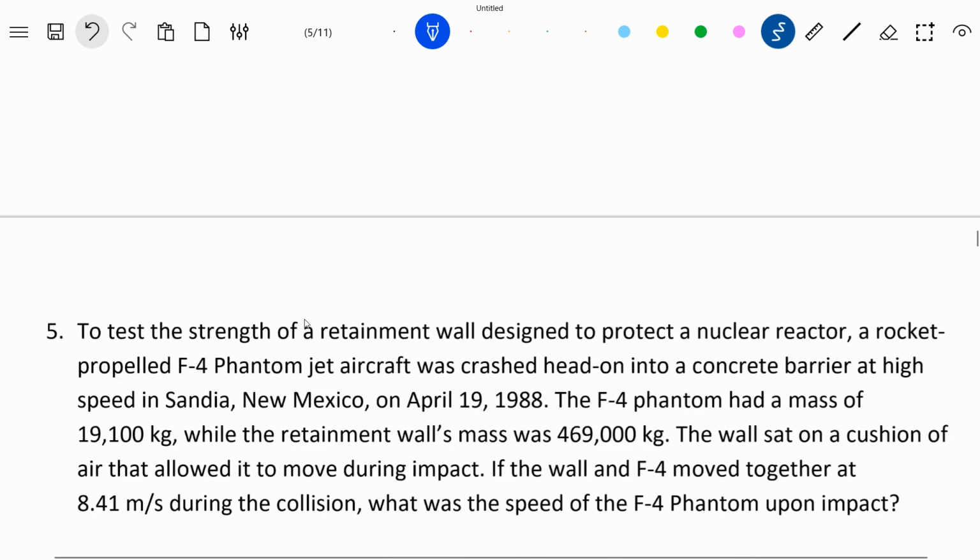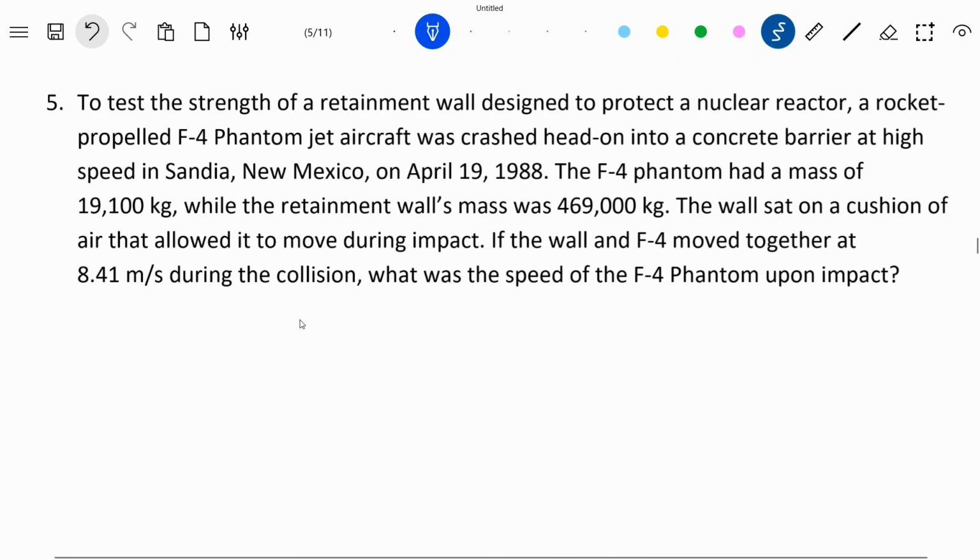I'm trying to get these done as quickly as I can. Number 5. To test the strength of a retainment wall designed to protect a reactor, a rocket-propelled jet aircraft was crashed head-on into a concrete barrier at high speed.